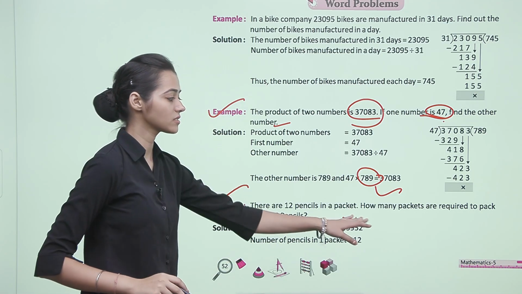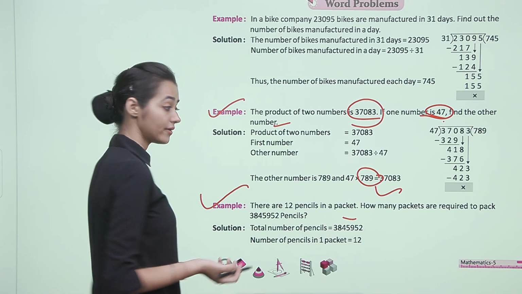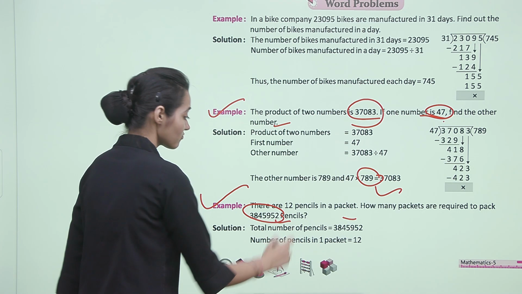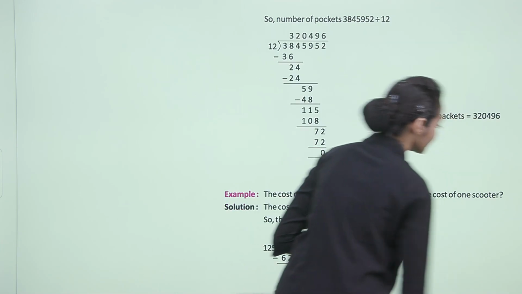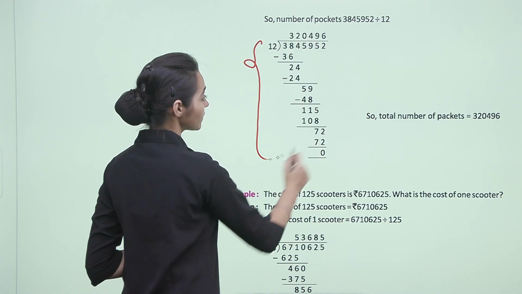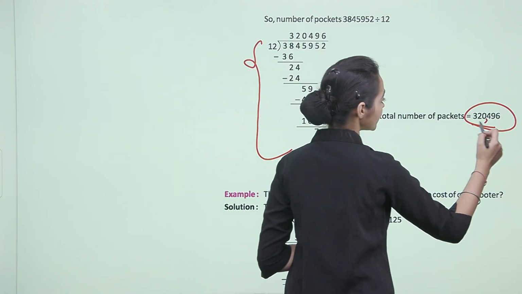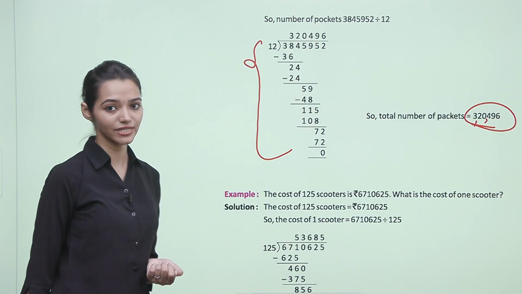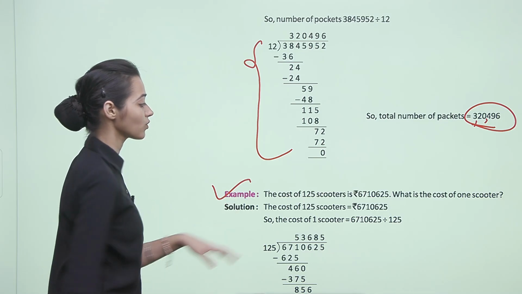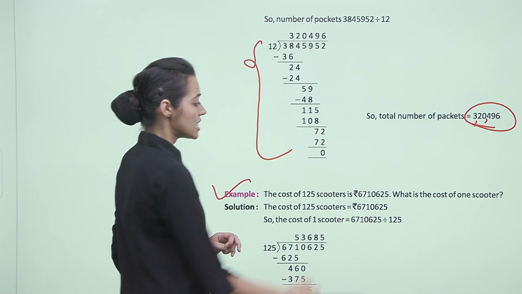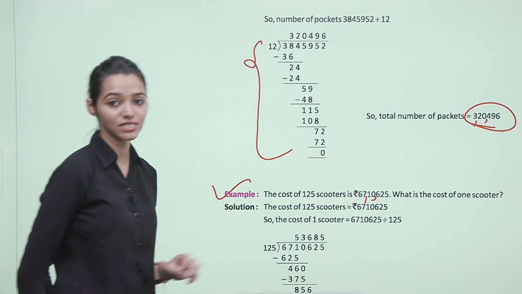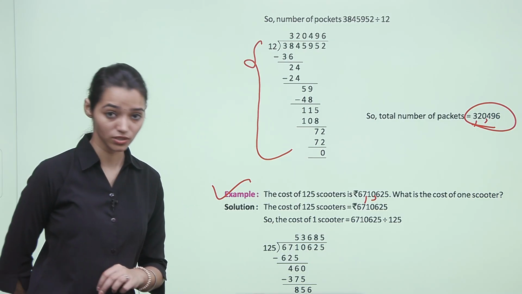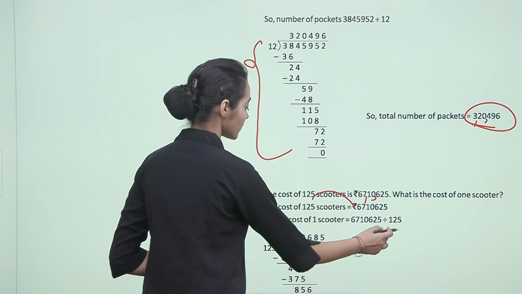Now there are 12 pencils in a packet. How many packets are required to pack this many pencils? That means we will divide it by 12. After dividing it by 12 the total number of packets that we need is 3,20,496 packets. Now in the next one the cost of 125 scooters is 67,10,625. We have to find the cost of one scooter. That means we will divide it by 125.